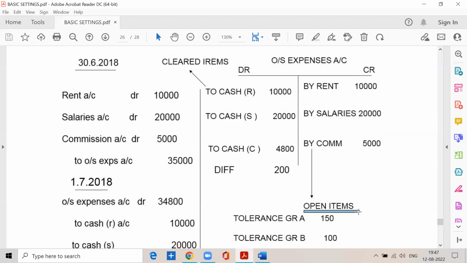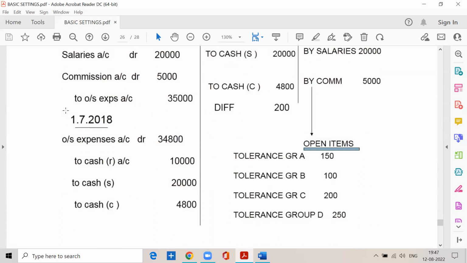Now, on 1st July 2018, we have paid the above expenses. In that case, debit outstanding expense account, credit cash account: rent 10,000, again credit cash account, salaries 20,000, again credit cash account, commission 4,800 rupees. Now, total credit side is 34,800, so debit side is 34,800.